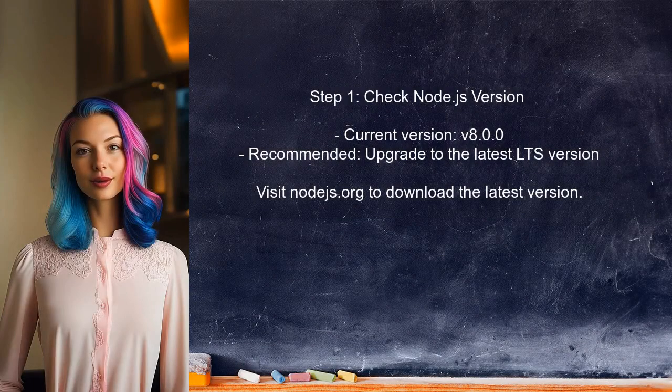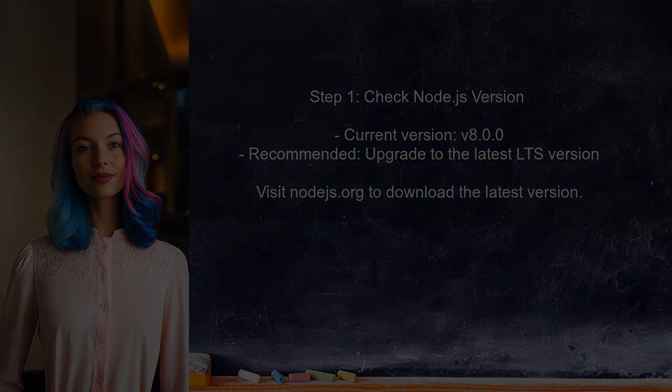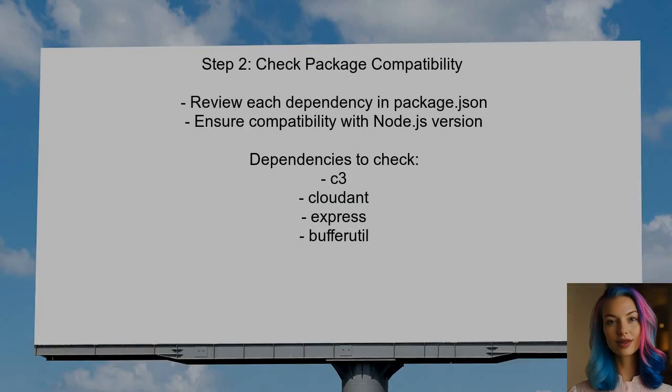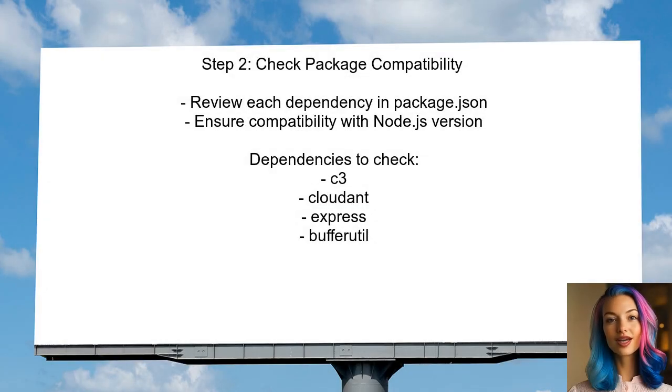To address the build error, the user should first check the version of Node.js they are using. The error message indicates that the user is currently on version 8. It's recommended to upgrade to a more recent version, as many packages have dropped support for older versions. Next, the user should ensure that all dependencies in the package.json file are compatible with the version of Node.js they are using. This can be done by reviewing the documentation for each package.